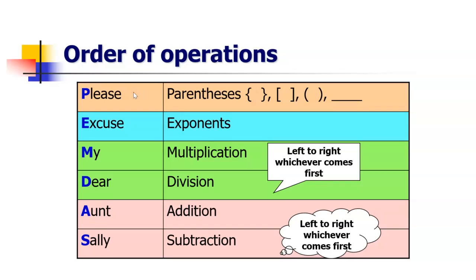First, you always take care of the parentheses, meaning grouping symbols, whether it could be brackets, parentheses, or a fraction bar. Next, you must take care of the exponents. Next, you can either multiply or divide first, depending on whichever comes first from left to right. And in the end, we'll add or subtract, depending on whichever comes first from left to right. Let's look at the examples and work on the order of operations.